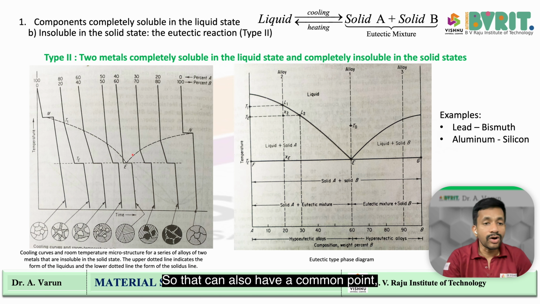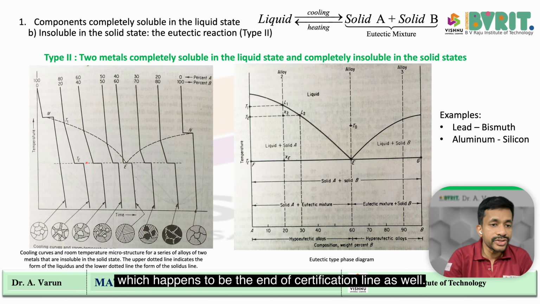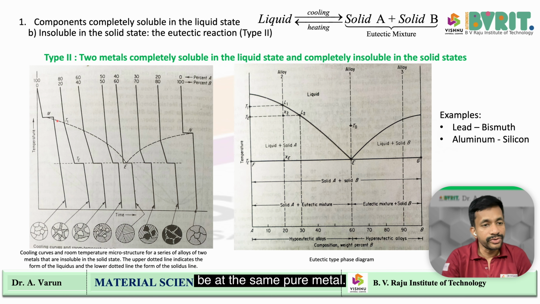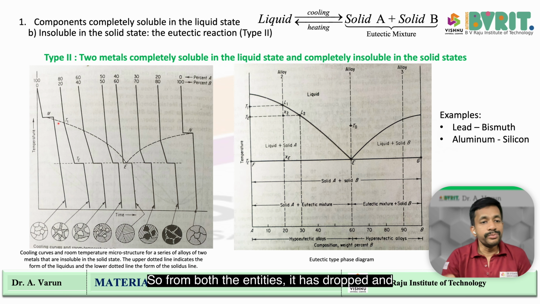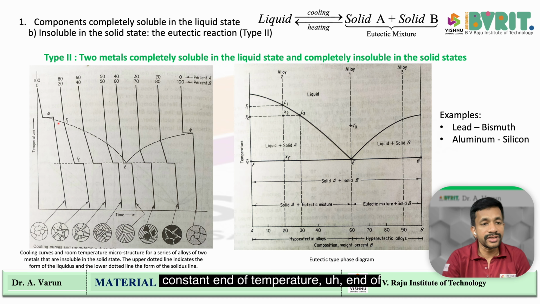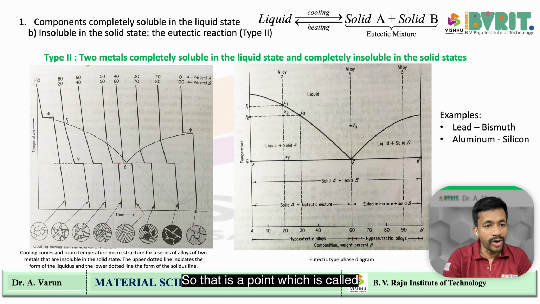So that can also have a common point, which happens to be the end of solidification line as well. So listen to this statement again. When an external entity is added, the freezing temperature will no longer be the same as the pure metal, it drops. So from both the entities, it has dropped and reached a common point, which happens to be a constant end of solidification line as well.